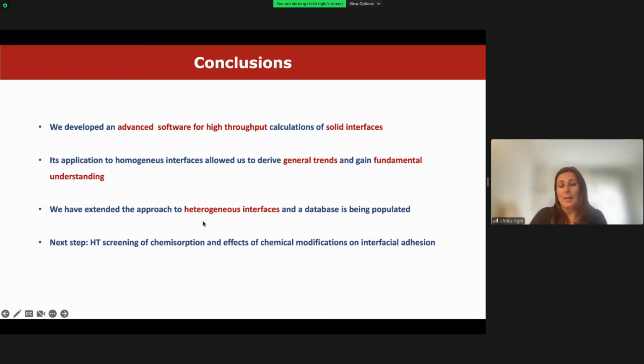We have extended this method to heterogeneous interfaces that are more relevant for applications. And we have populated a database for metals, and also applied a machine learning algorithm to be able to describe this interfacial property, the adhesion, in terms of the bulk properties and surface energy of the two separated elements. And finally, we are extending this machinery to screen how chemical surface modifications can affect adhesion.